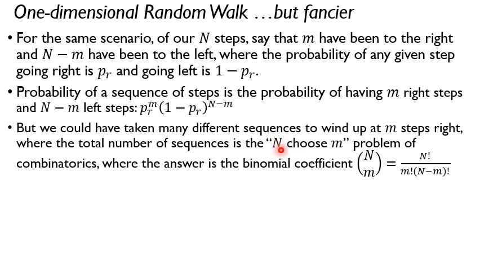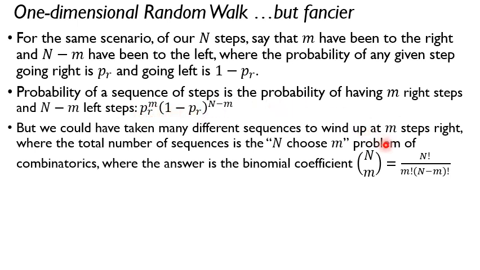The solution of an n choose m problem is given by the so-called binomial coefficient. That is equal to the factorial of the number of steps divided by the factorial of m, the number of rightward steps, times the factorial of n minus m, which here is the number of leftward steps. So that is your binomial coefficient. You have this many combinations that will wind up with m rightward steps. And for a given sequence of events, this is your probability of winding up with m rightward steps.